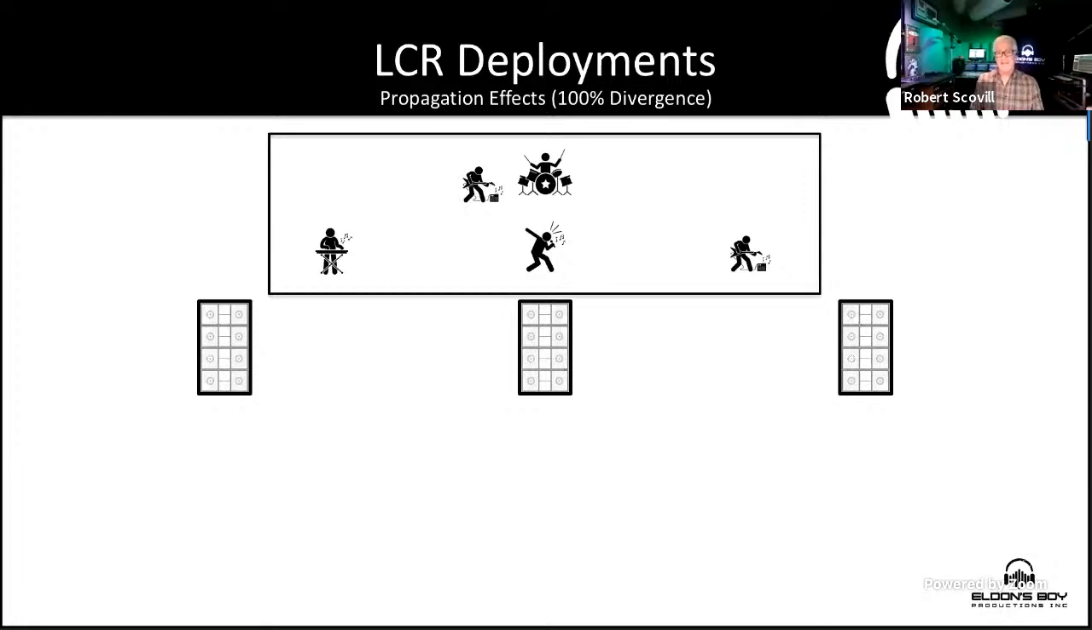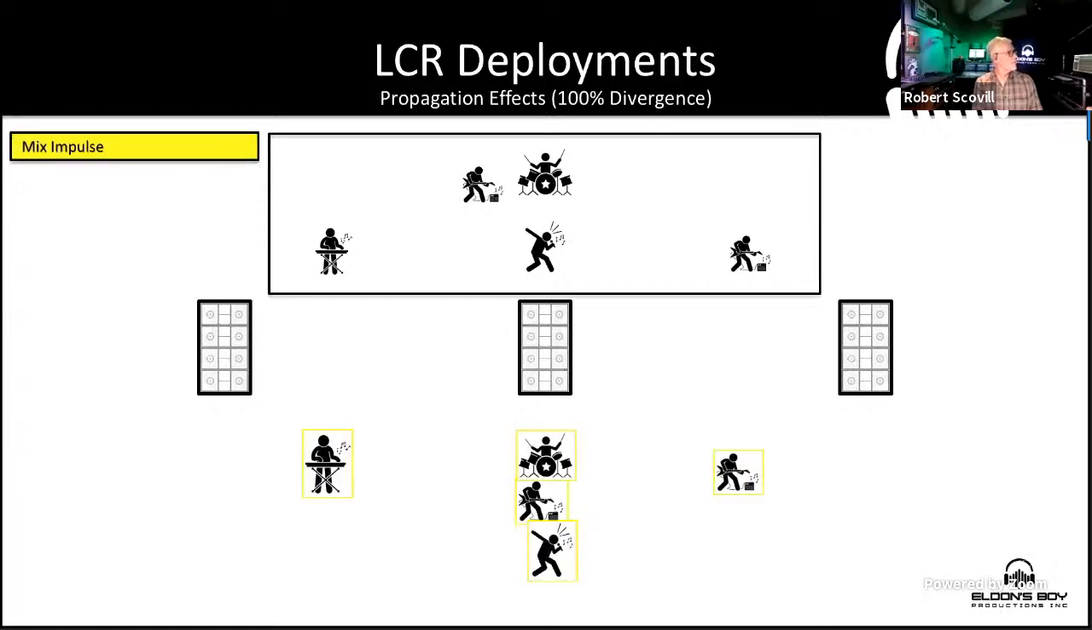And then we did some very clever work to try to keep those arrays from interfering with each other and creating even more intelligibility problems. But for the purposes of this discussion, we're going to keep it at 100% divergent here. Okay, so mix impulse, right?